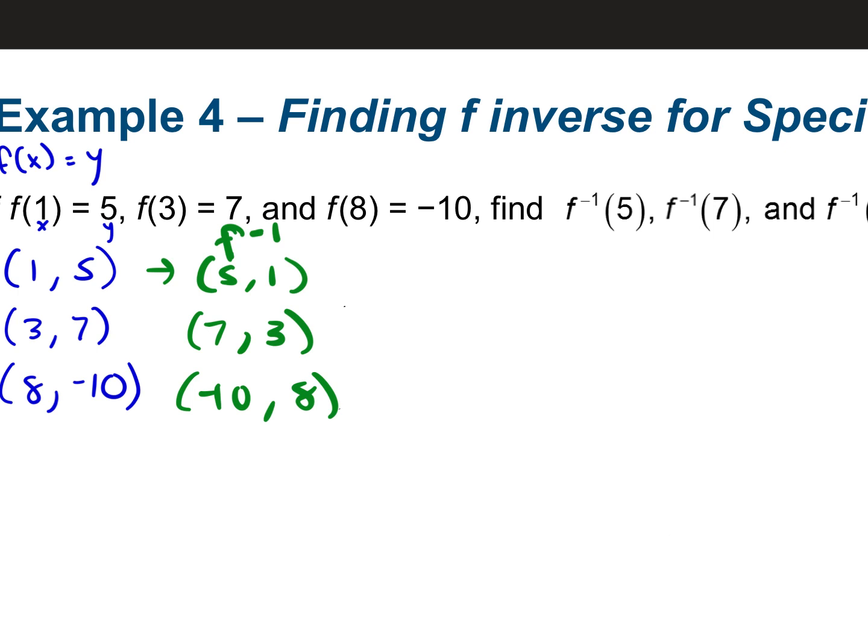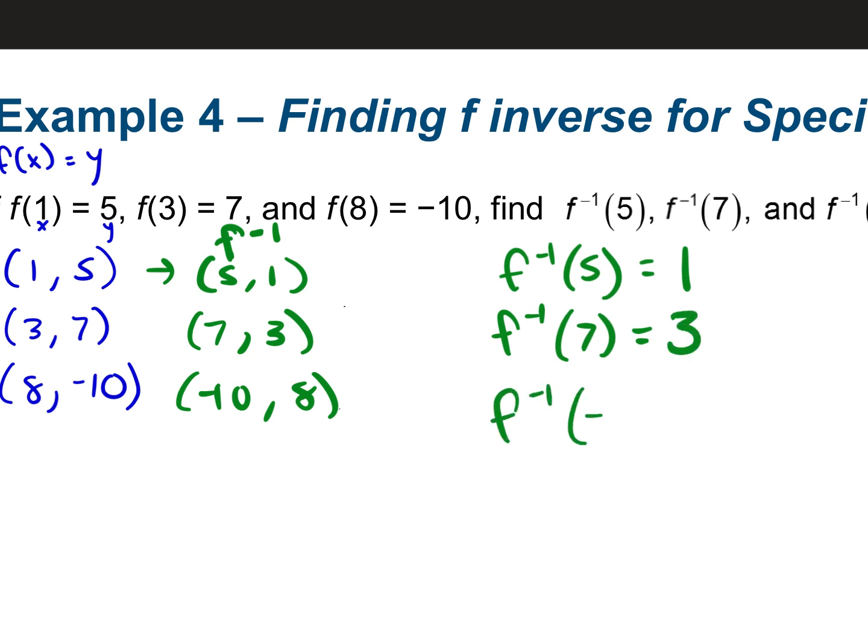So when it asks us for the inverse of 5, when x is 5 for our inverse, what's our y? 1. For the inverse of 7, when x is 7, what's our y? 3. And then for the inverse of -10, when x is -10, what's our y? 8.